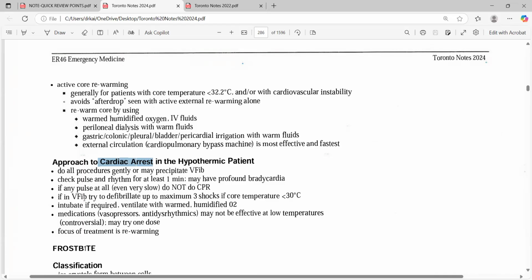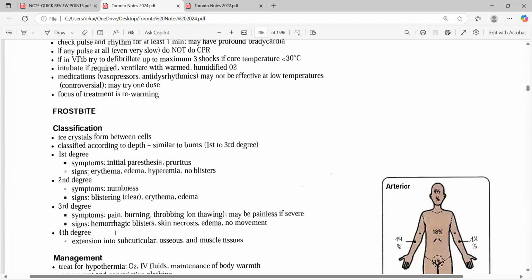If in ventricular fibrillation, try to defibrillate up to a maximum of 3 shocks. Intubate if required. Ventilate with warmed, humidified oxygen. In these cases, the medications may not be effective, and you may try only one dose if you feel like doing it. The focus of the treatment is rewarming.